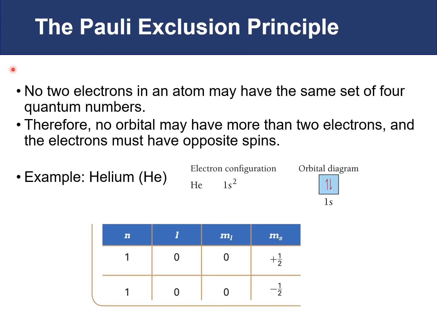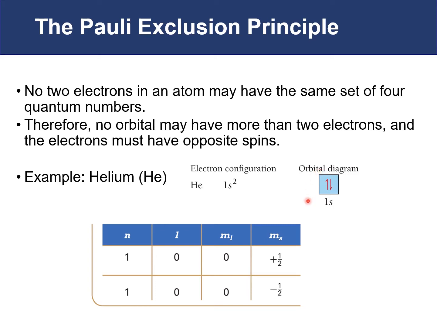To summarize, the Pauli exclusion principle says no 2 electrons in an atom can have the same set of 4 quantum numbers. Therefore, no orbital may have more than 2 electrons, and the electrons must have opposite spin when we are putting 2 electrons into the same orbital. The way we will represent that is with one of our orbital diagrams. An individual box can only hold 2 arrows, and both arrows have to be pointed in opposite directions.